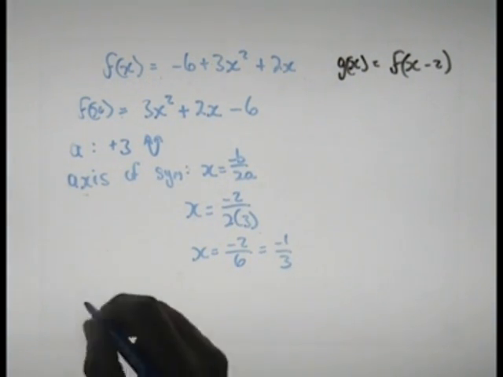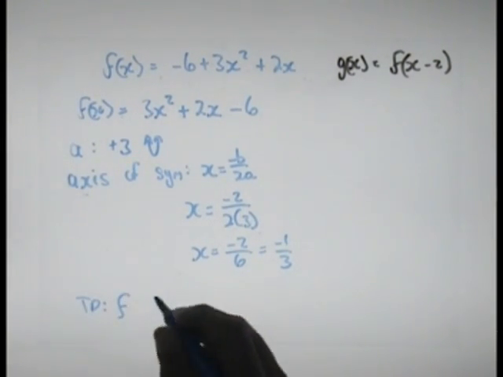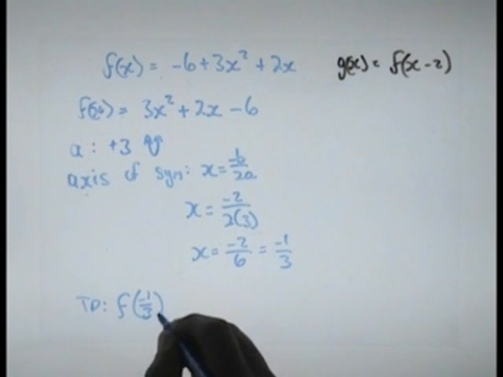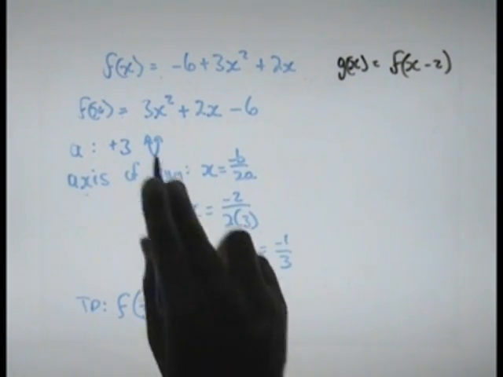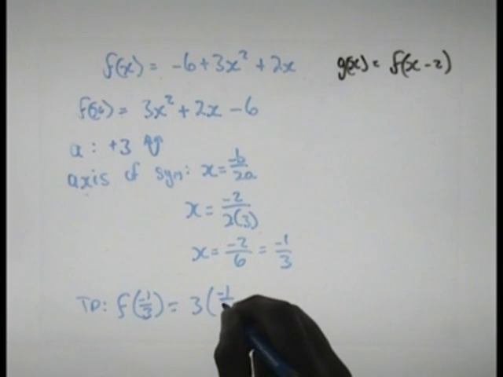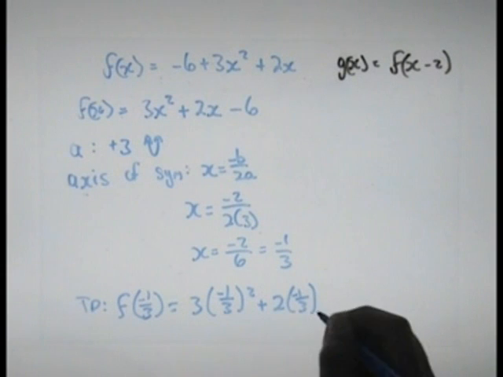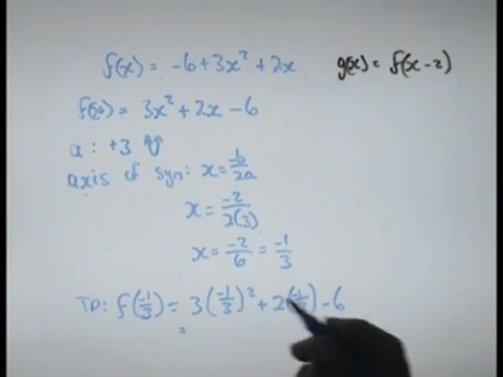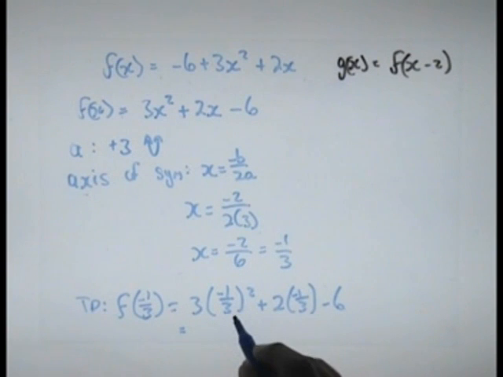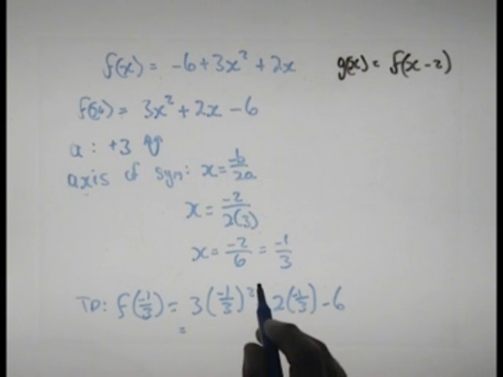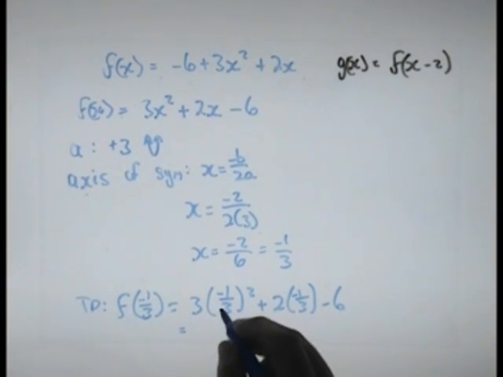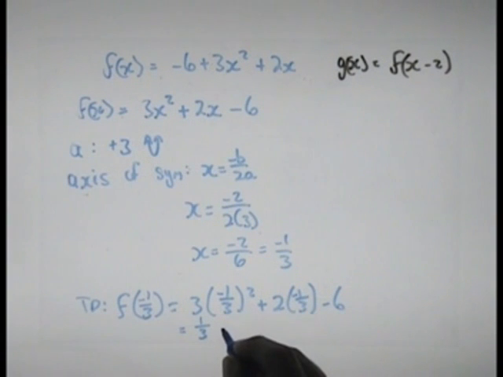over 3. Our turning point happens at f of -1 over 3, which is equal to 3 times -1 over 3 squared plus 2 times -1 over 3 minus 6, which is going to give us -1 over 3 squared is going to give me positive 1 over 9. 1 over 9 times 3 is the same as 3 over 9, which is the same as 1 over 3.